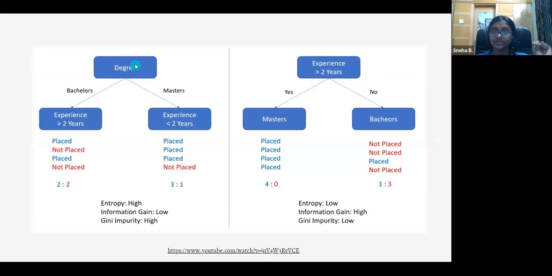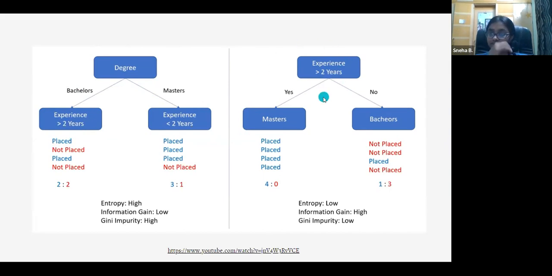If you put degree as the root node, it has either bachelor's or master's. If you put experience as the root node, it has either greater than 2 years, yes or no. So when degree is the root node, from degree it can split either as bachelor's or master's. And this was not doing a good job of categorizing a new data point because it has a lot of impurity, a lot of entropy, and very low information gain.